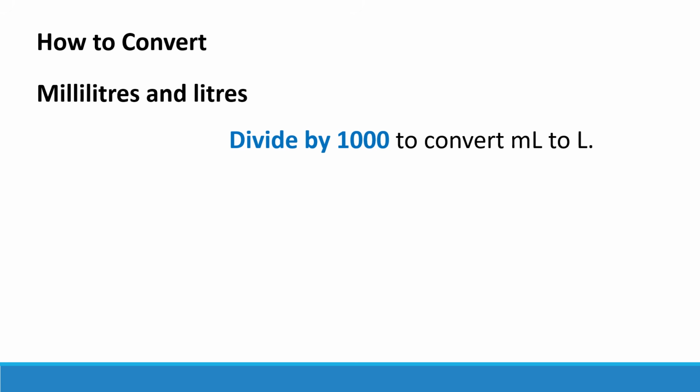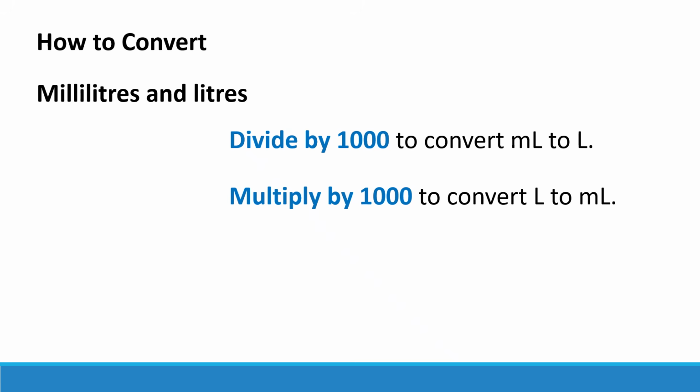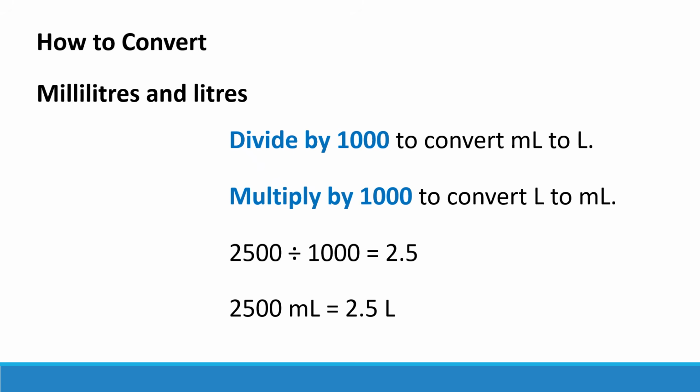To convert milliliters to liters, divide by 1,000. To convert liters to milliliters, multiply by 1,000. For example, 2,500 divided by 1,000 equals 2.5. Therefore, 2,500 milliliters is equal to 2.5 liters.